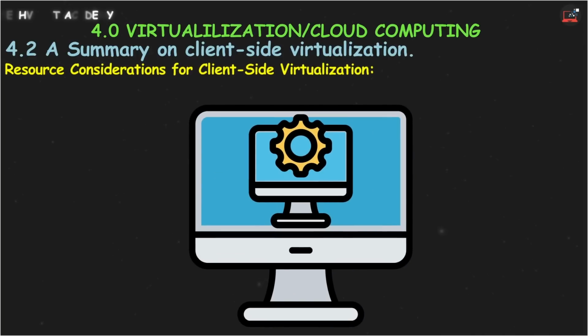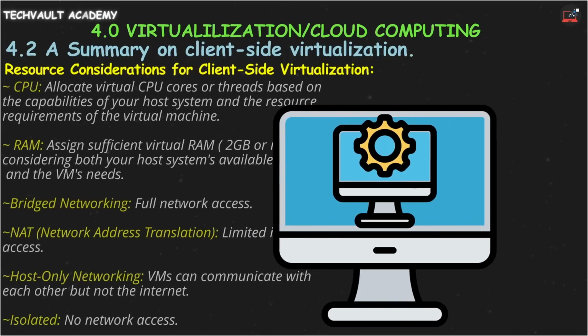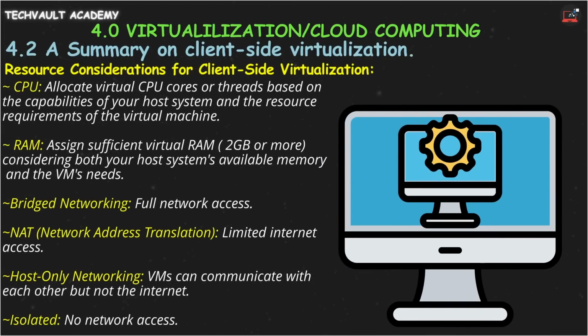Resource considerations for client-side virtualization. CPU. Allocate virtual CPU cores or threads based on the capabilities of your host system and the resource requirements of the virtual machine. RAM. Assign sufficient virtual RAM, typically 2 GB or more, considering both your host system's available memory and the VM's needs. Network connection.